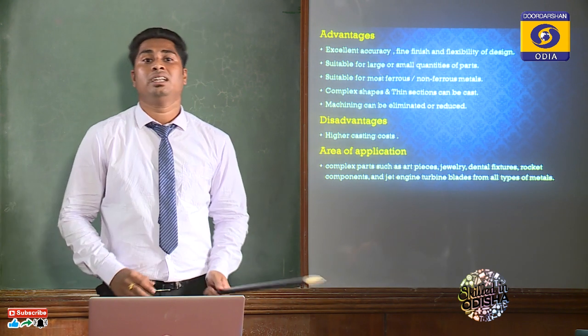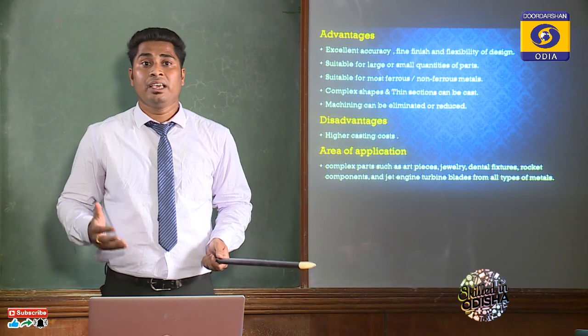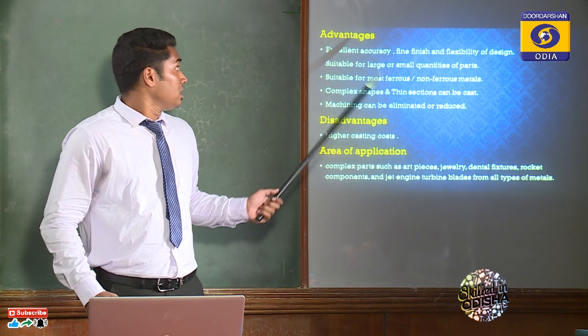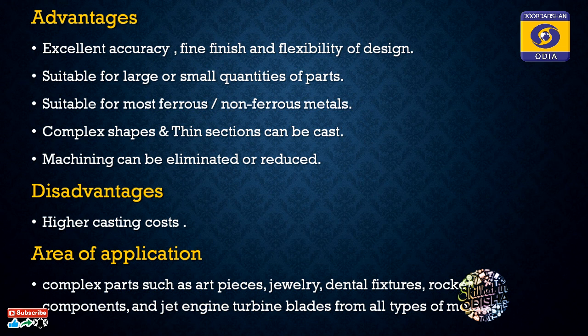So now, what are the advantages, disadvantages and area of application of investment casting process? In this process, we can achieve excellent accuracy, very good fine finish and flexibility of design. So it is a very important process. It is suitable for both large and small quantities of part. The permanent mold casting process is only used for smaller job parts, but this process is used for both large and small parts. Very important process. It is suitable for most ferrous and non-ferrous metal.